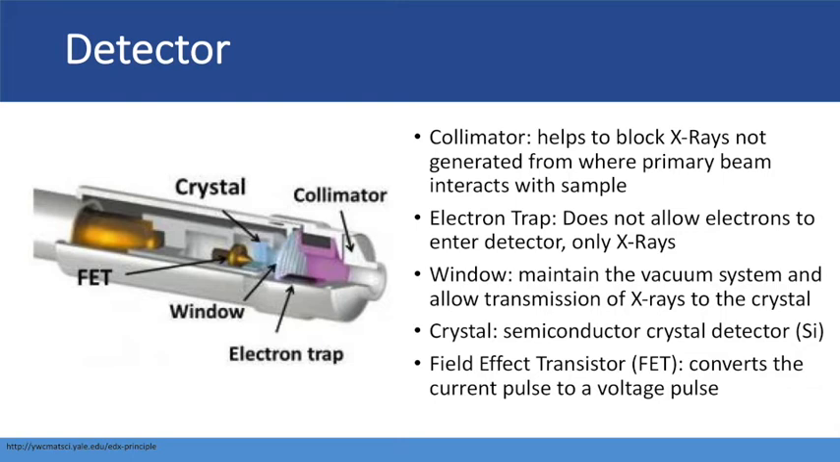First is the collimator, which helps block any stray X-rays that were not produced from the area of interest. The electron trap following is meant to keep electrons from entering the detector, only allowing X-rays to pass through. The window, which is usually either a beryllium or a polymer, allows for the vacuum to be maintained while supporting the transmission of photons to the crystal. Some detectors do not have a window, just so you know. The crystal itself is a silica semiconductor. And lastly on this diagram is the field effect transistor, which converts the pulse from the crystal to a voltage pulse that can be used to generate the spectrum. While all these parts are important, it's the silica crystal that we're mostly interested in regards to escape peaks.